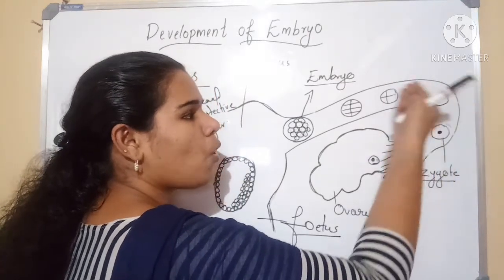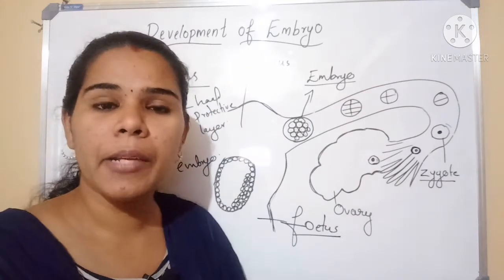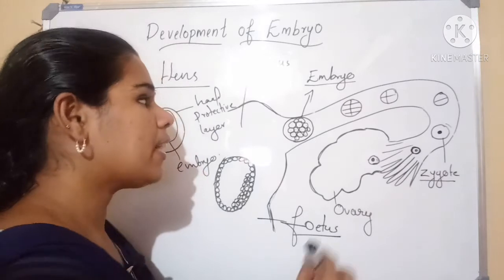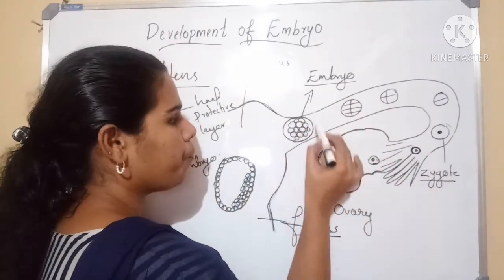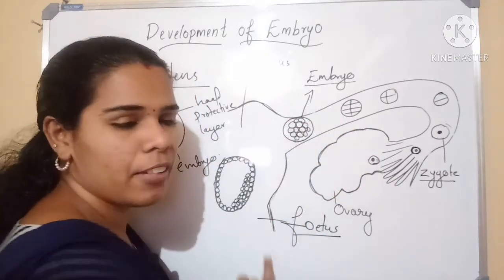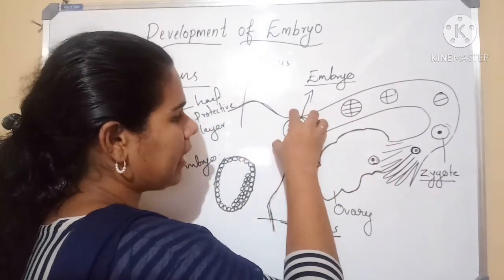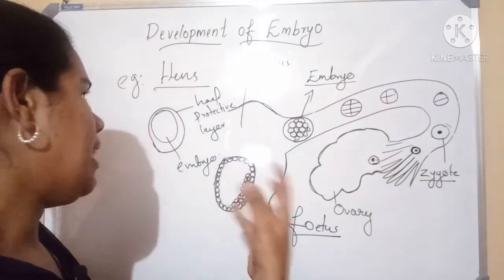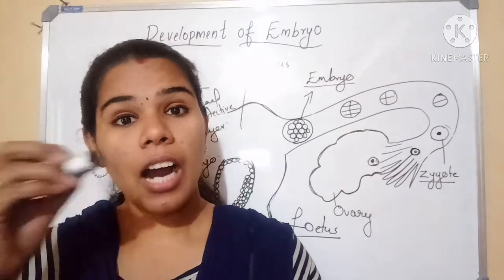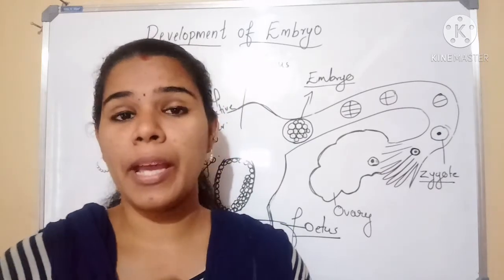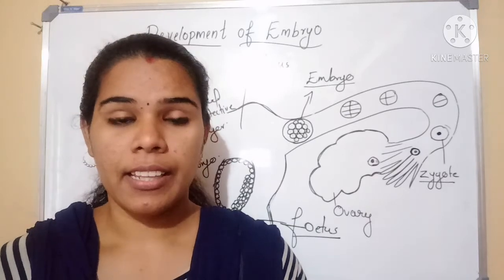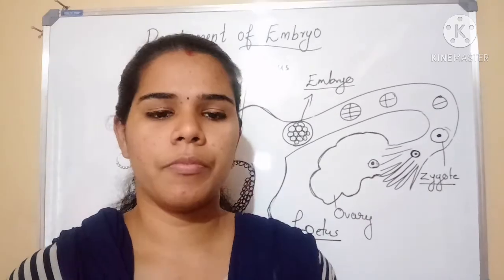Gradually it moves through the oviduct. At that time, the additional protective layer will form. The protective layer is formed along with the embryo. After the hard shell is formed around the embryo, the hen lays the egg. The hens lay eggs.